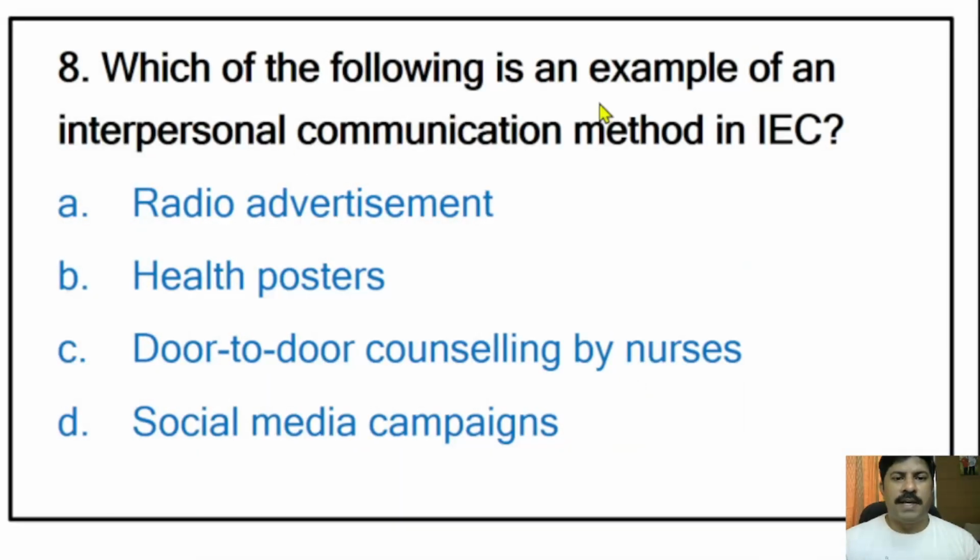Which of the following is an example of an interpersonal communication method in IEC? Radio advertisement, health posters, door-to-door counseling by nurses, social media campaigns. Here the keyword is interpersonal communication. So the correct answer is door-to-door counseling by nurses, an interpersonal communication method in IEC.